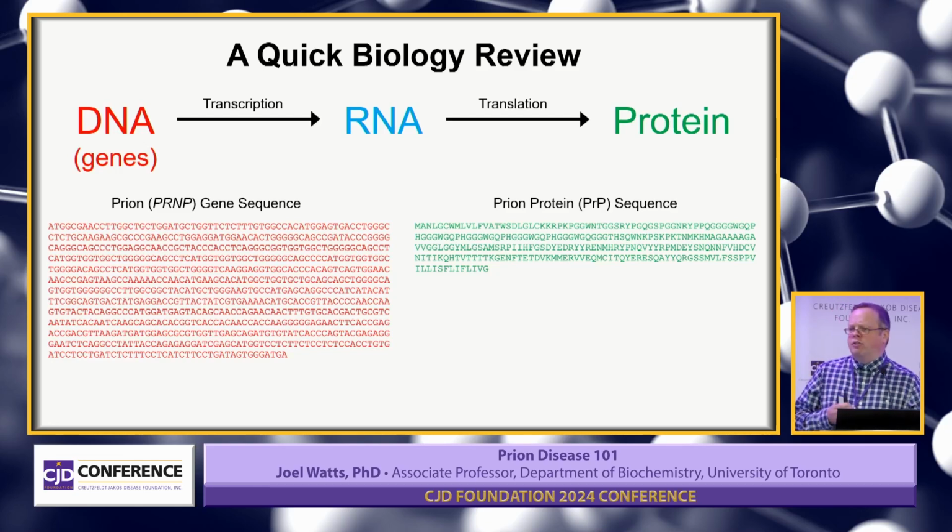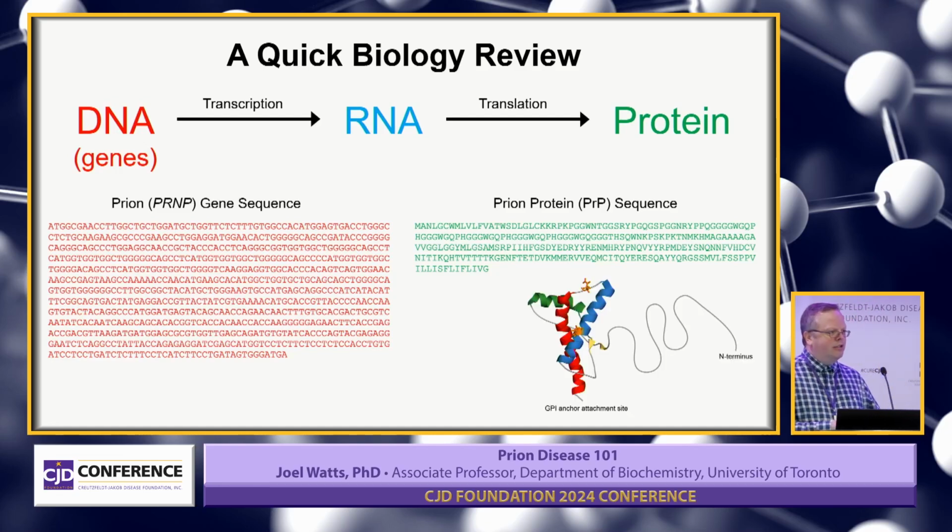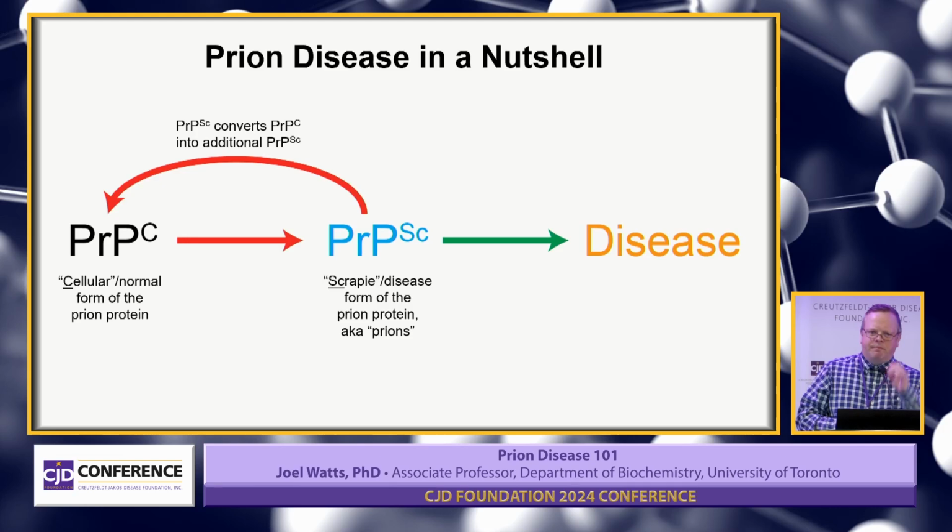And the three-dimensional structure of a protein is what governs what it does in a cell, its function. So this is the three-dimensional structure of the prion protein. Those corkscrew-looking things are called alpha helices, and so this is what the prion protein looks like. All right, so in a sort of reductionist approach, this is prion disease in a nutshell, or what I would call the prion principle.